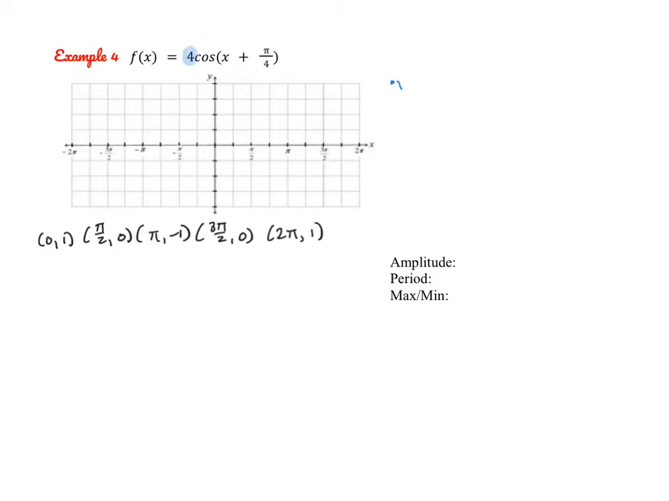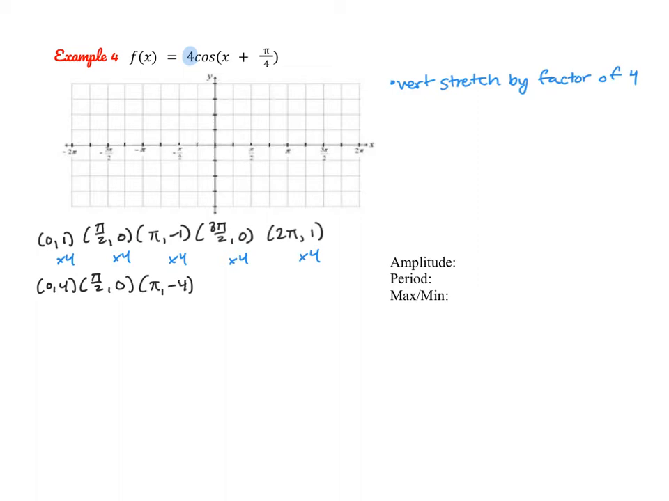So this is going to be a vertical stretch by a factor of 4. It's also going to result in an amplitude change, as we've learned. We can apply this by multiplying 4 to all of our y values. So let's do that first. So we get 0, 4, pi over 2, 0, pi, negative 4, 3 pi over 2, 0, and 2 pi, 4.